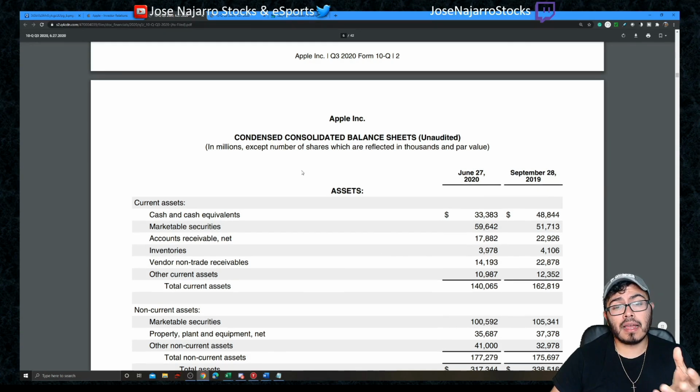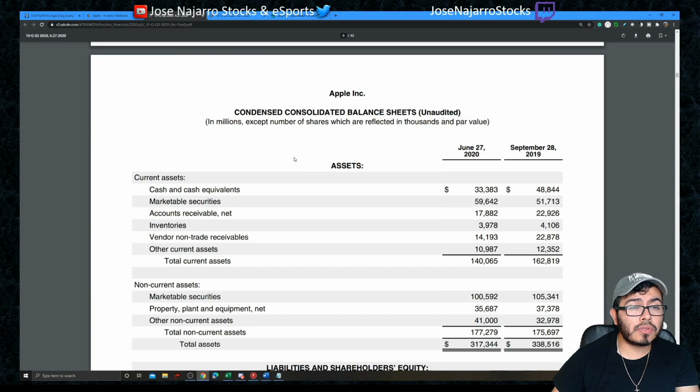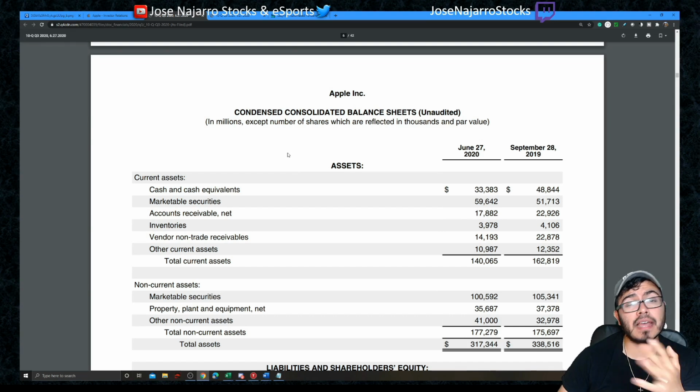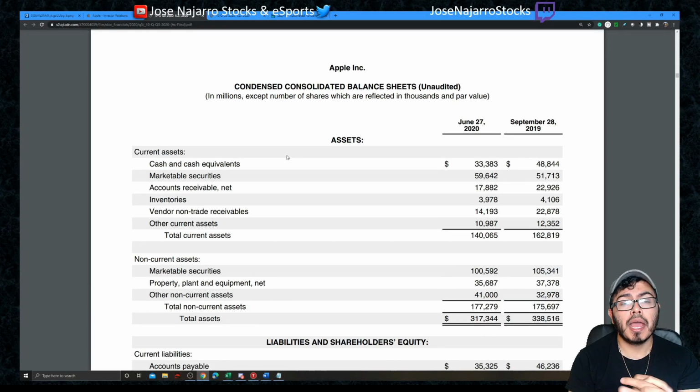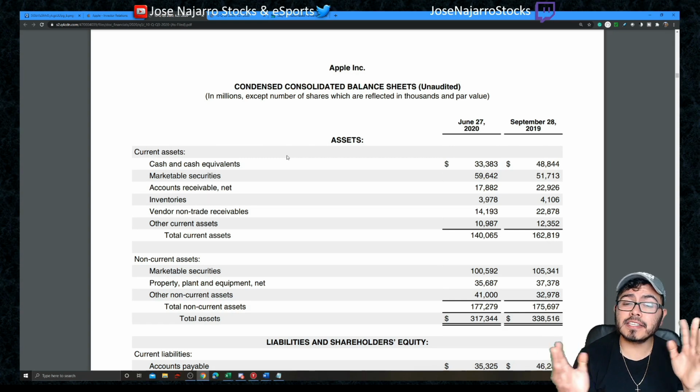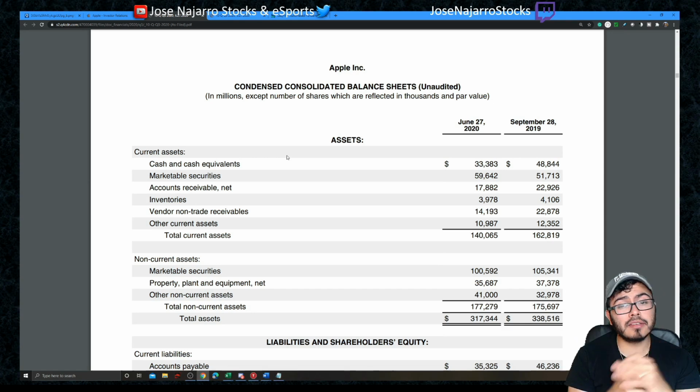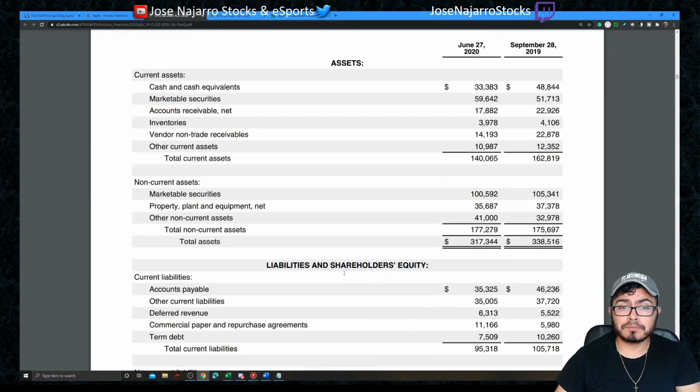For example, let's say my house is worth $100,000, and then I have $10,000 in cash. That means I have $110,000 in assets. And now let's say I have a $50,000 mortgage on that house. So I have $50,000 of liabilities. And let's say I also have $10,000 in credit card debt. So I have $60,000 in liabilities. I have $110,000 in assets, $60,000 in liabilities. If we subtract the two, this gives us $50,000 of equity. And that's what shareholder equity is.